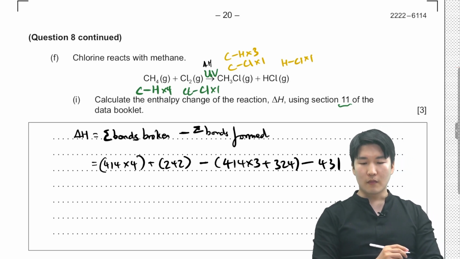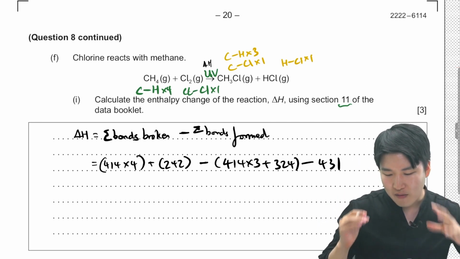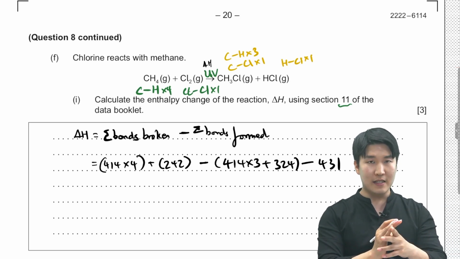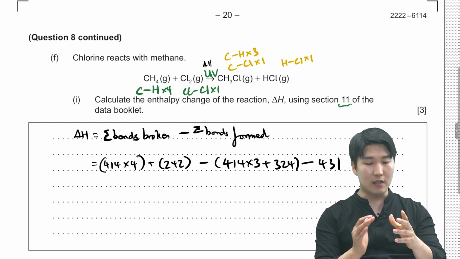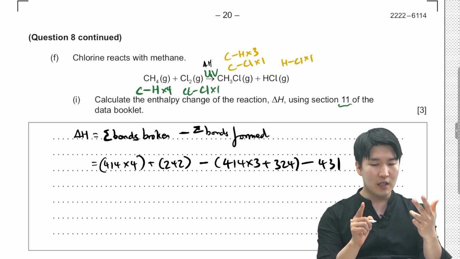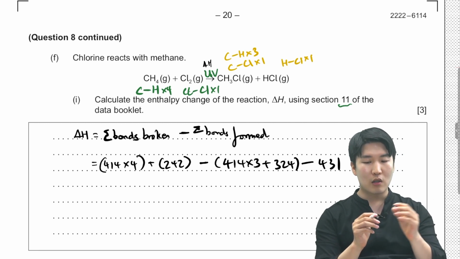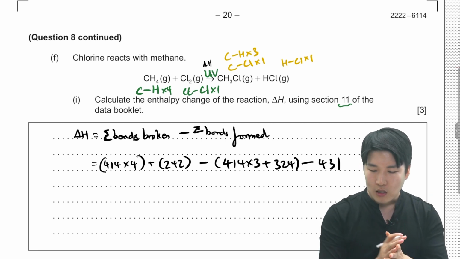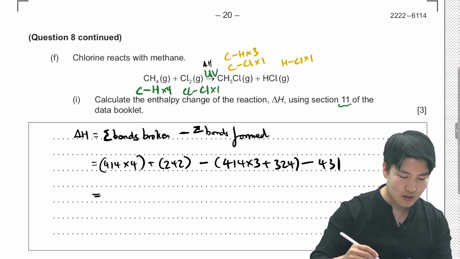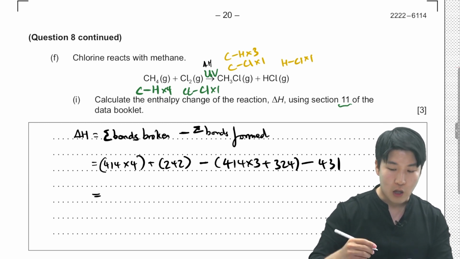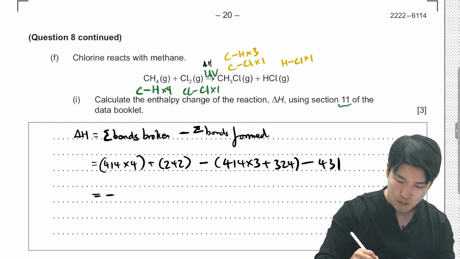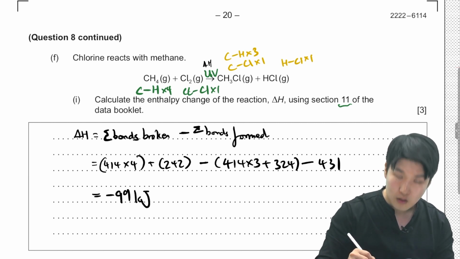431. Let's just make sure that we have counted correctly. In methane, there are 4 CHs. In Cl2, there's 1 Cl to Cl. In CH3Cl, there are 3 CH, 1 C to Cl, and HCl, H to Cl. We have not left out anything. If we do the math correctly, we'll end up with a kilojoules value, which would be minus 99 kilojoules.